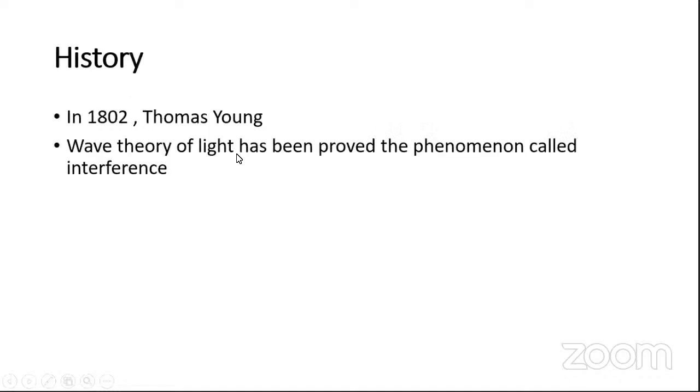First of all, history. Thomas Young in 1802 gave the phenomenon called interference, and this interference phenomenon proved the wave theory of light.